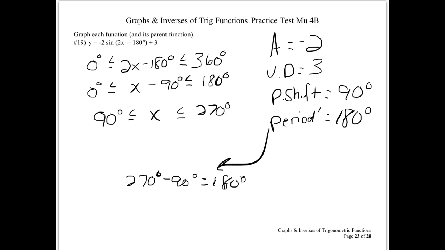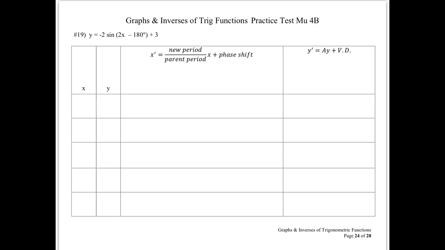Once we have those facts, we can then make our table. X prime is the new period, which was 180 degrees, divided by the parent's period of 360 times x. Add in your phase shift of 90 degrees. This simplifies to x prime is 1/2 of x plus 90 degrees. To find your new y value, you multiply your original y value times a, which is -2, add in your vertical displacement.